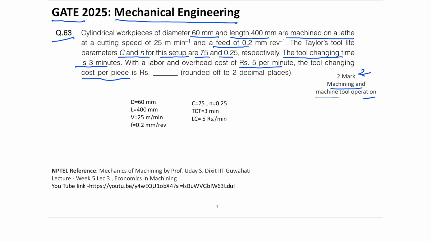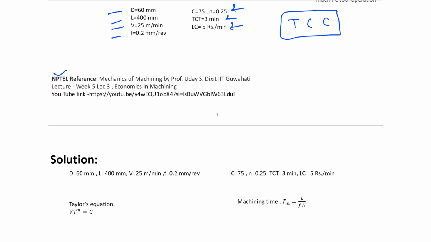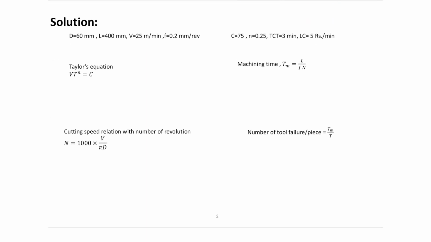So they have given the diameter, length, cutting speed, feed rate, Taylor constants, tool changing time, and labor cost. You can find more concepts related to this question by using the reference link. Now let's solve the problem. So they have given the parameters, diameter, length, feed rate, tool changing time, and labor cost also.